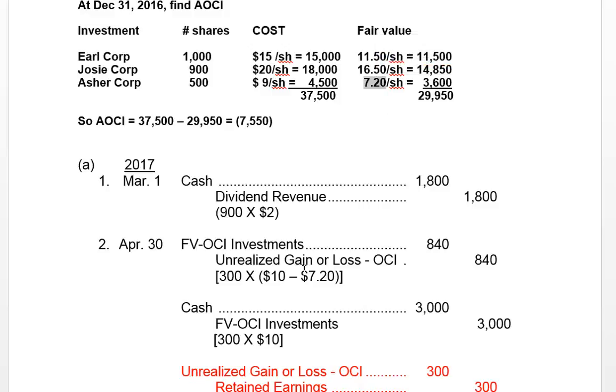We sold them for $10. Why? Because that must be what they're trading for in the marketplace. So we got $10 a pop. So what do we need to do? We need to adjust the value of those 300 shares by $2.80 a share.